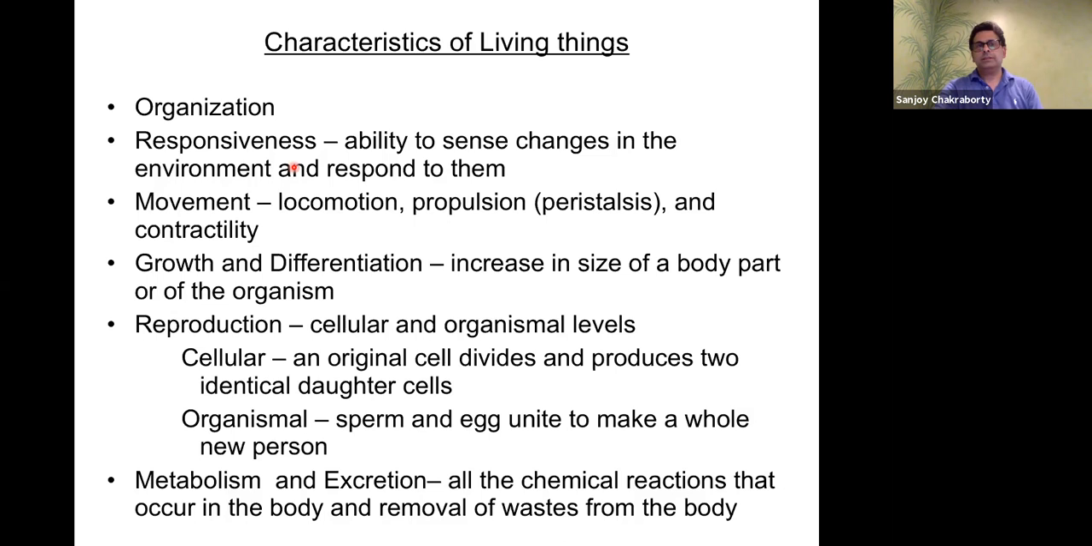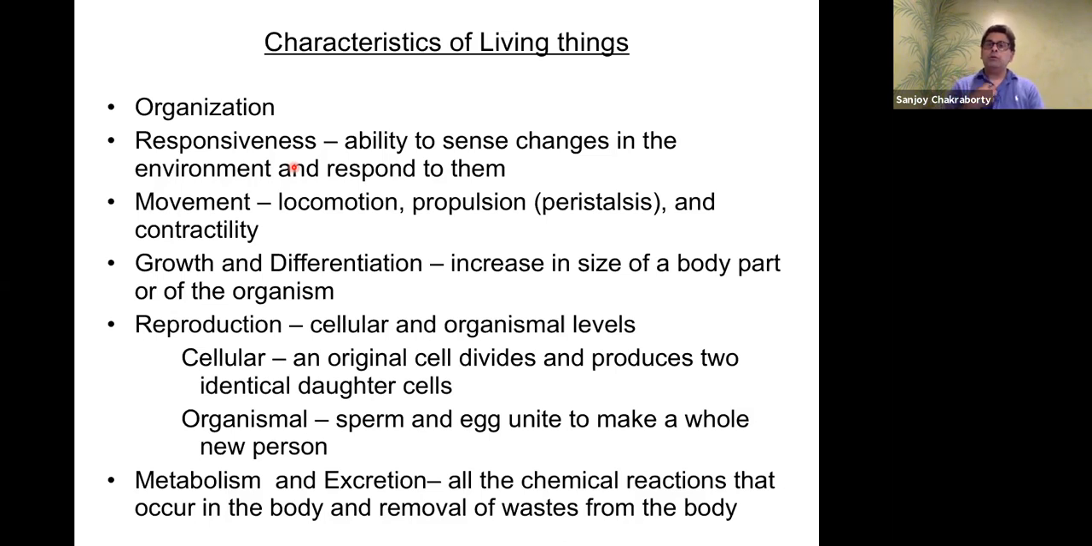That's a characteristic. Movement, I don't think I have to explain that much. It's locomotion, or even the movement inside your body, like when the food moves, called peristalsis, or when your blood moves throughout the body. All these things are happening inside the body. Growth and differentiation, very important.